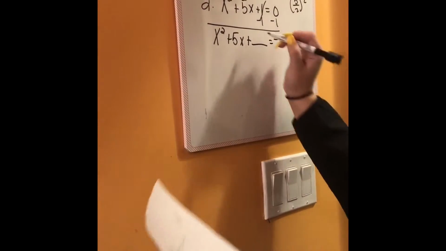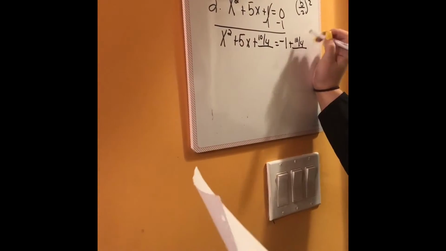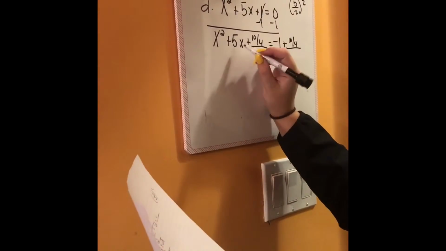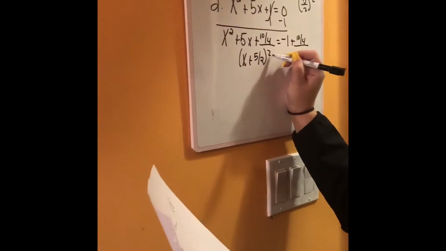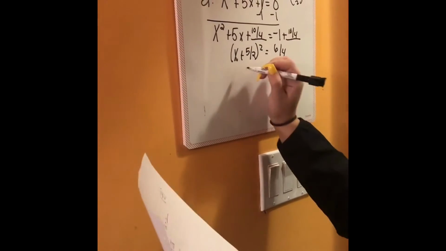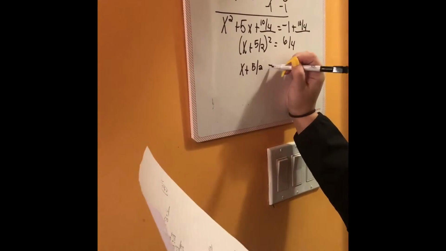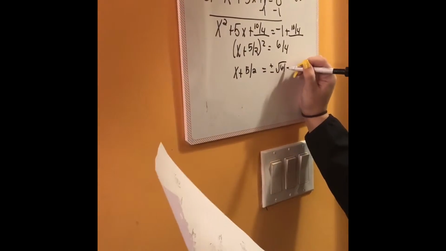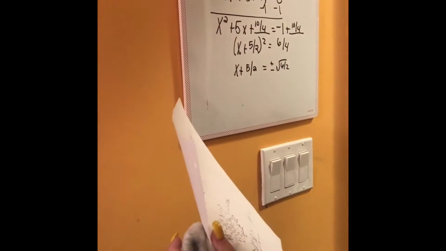So then it's going to be 10 divided by 4 and 10 divided by 4 as well on the other side. And then we're going to take before we squared it and put it down here. So then it's going to be x plus 5 over 2 squared equals 6 divided by 4. Then it's going to be x plus 5 divided by 2 equals plus or minus the square root of 6 divided by 2. We simplified 6 divided by 4 and moved it down here.